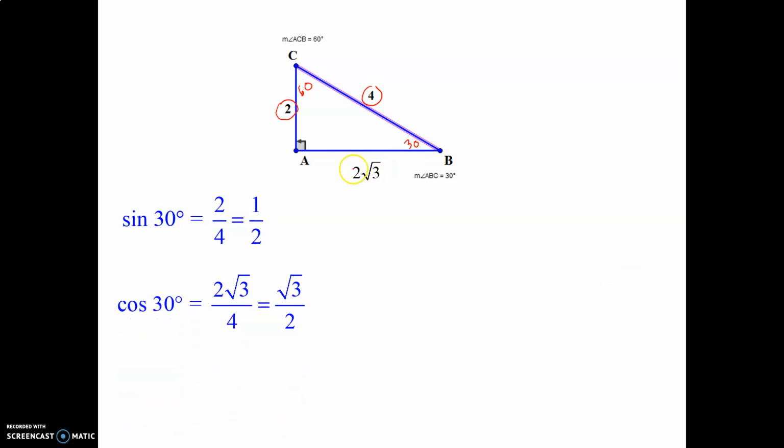The cosine of 30 degrees is adjacent over hypotenuse. So it would be 2 square root of 3 over 4, and then I could cancel. 2 goes in there once, 2 goes in there twice, so I get 1 square root of 3 over 2.